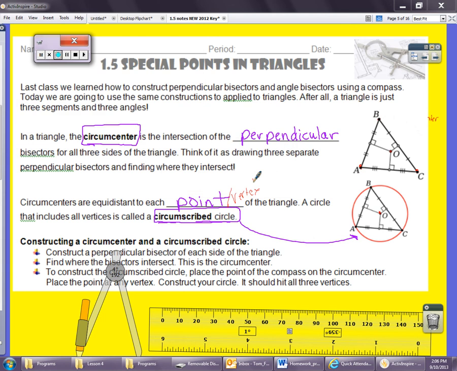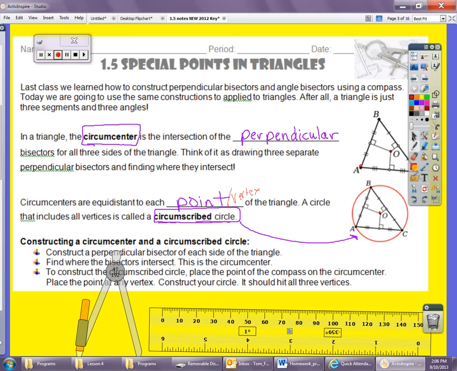Alright, today we're talking about some special points in a triangle. Now in a triangle, we can get our circumcenter. The circumcenter is the intersection of our perpendicular bisectors for all three sides of the triangle. So just think it's like drawing three separate perpendicular bisectors and finding where they intersect.